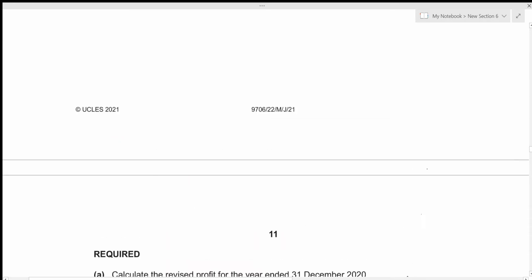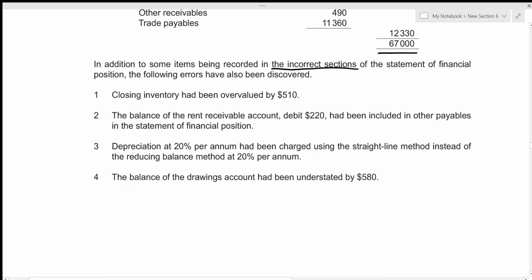Now we need to rectify the errors that have been mentioned above. So the first one is that the closing inventory had been overvalued, all right, by 510. So what we know is that closing inventory is always added when calculating the profit. So that's a plus, right? Because that is always added. Then we know that the value had been overvalued. So in order to rectify this error, we need to subtract the amount of 510 because closing inventory had been overvalued by that particular amount. So we need to subtract it, right? The amount of 510.